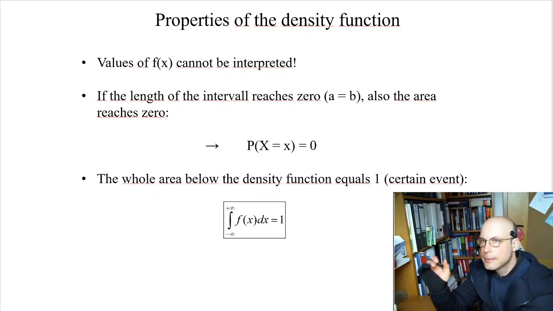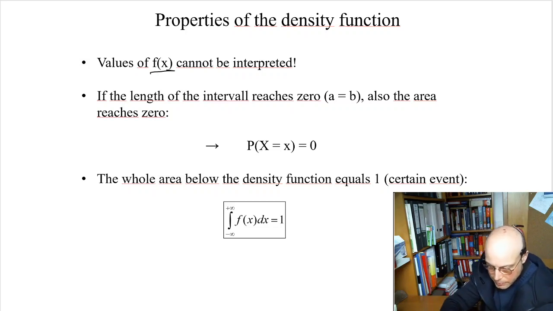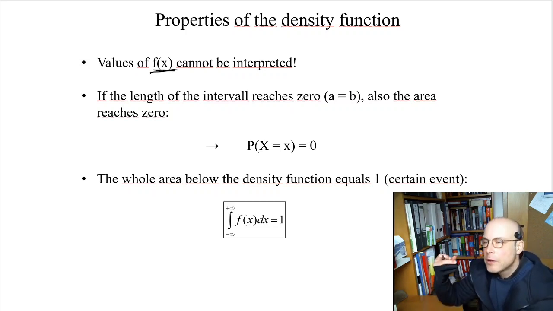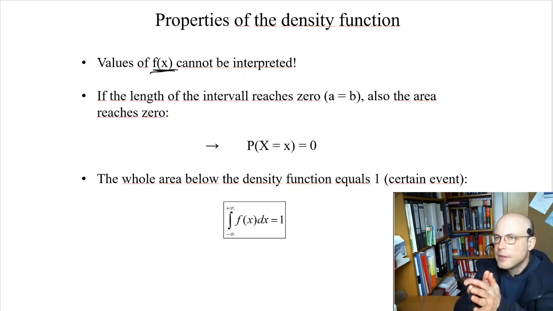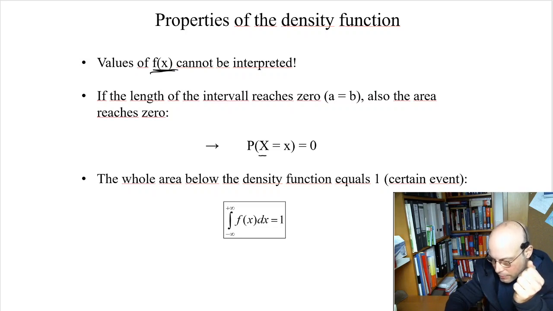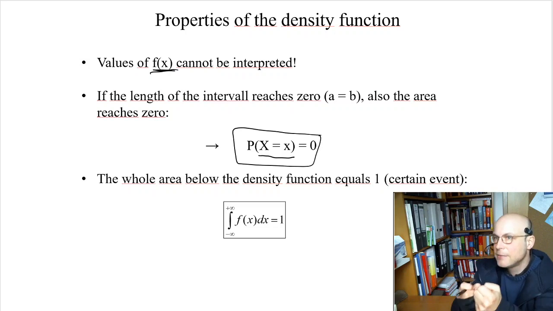But again, the single value of f(x) we cannot interpret as a probability. This is really important that you don't do this, because we have infinite, not countable, infinite numbers of events, so to speak. And this means that if we look at only one point, then the probability of every single event in a continuous distribution is just 0.